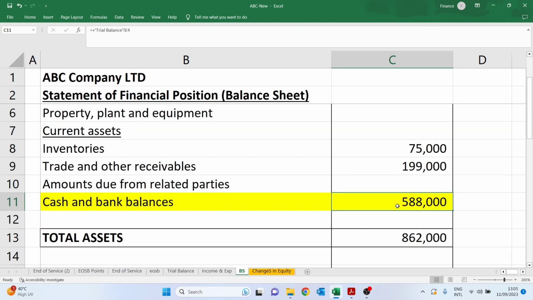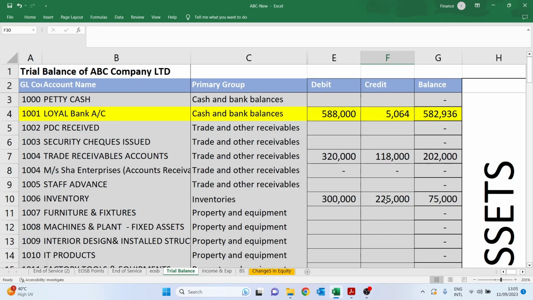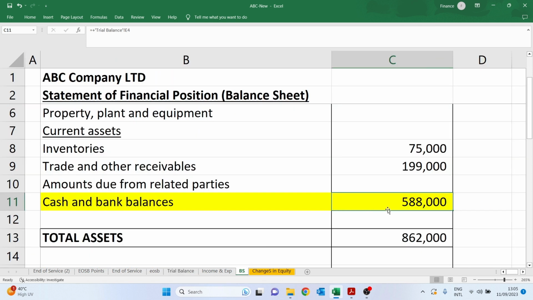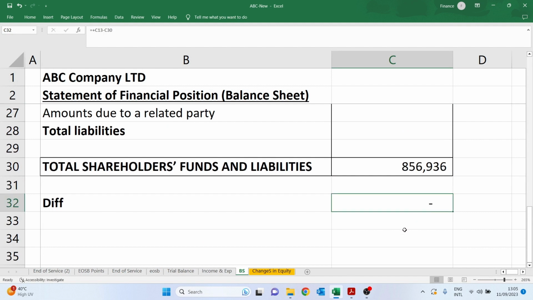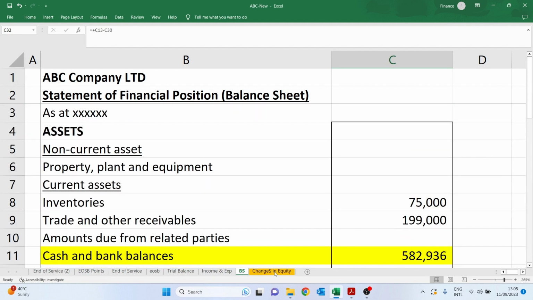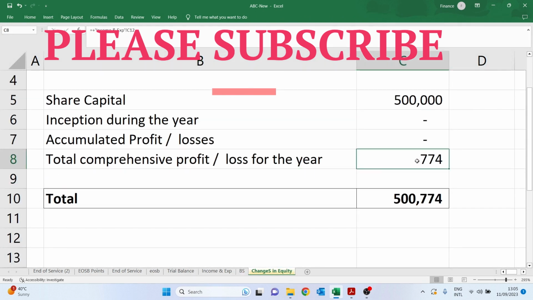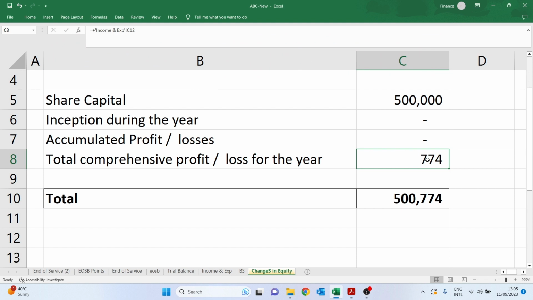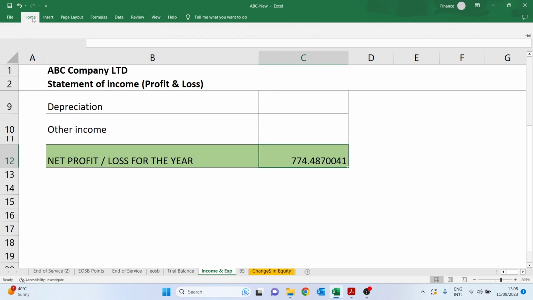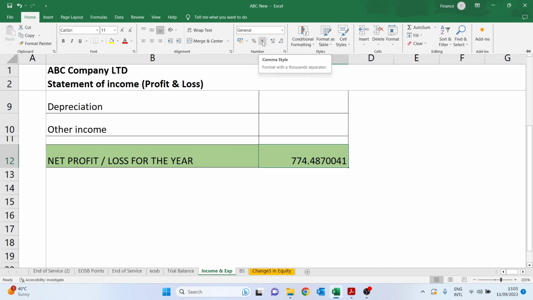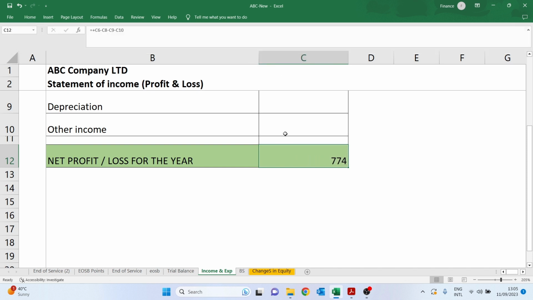Now let us check the bank balance, whether it is correct or not in the balance sheet. It is 582,936 here, but here it is 588 only. That means it is not linked properly. So we need to link the actual balance 582,936, so our balance sheet will match. And in the changes in equity, there is a change because our profit changed to 774. Let us check whether it is correct or not. Yes, it is 774.